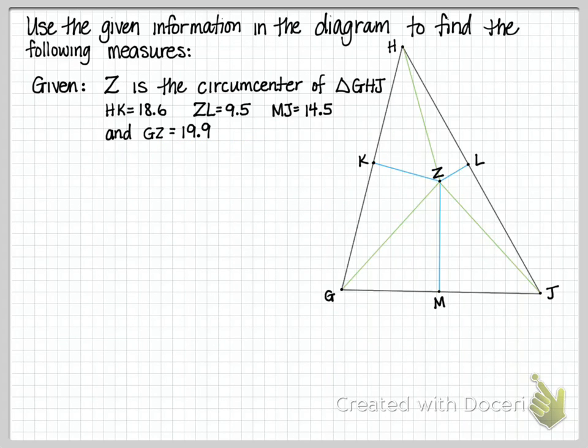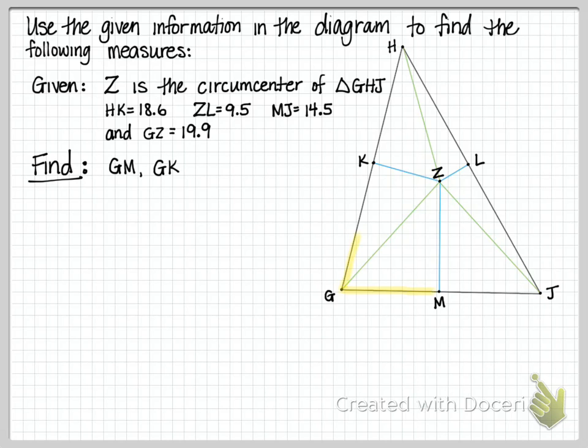Now in our next problem, we have the triangle GHJ, and we have Z as the circumcenter of that triangle, reminding ourselves that the circumcenter is the point of concurrency of the perpendicular bisectors. We have four different measurements also. We'll mark those in the diagram in just a few moments.